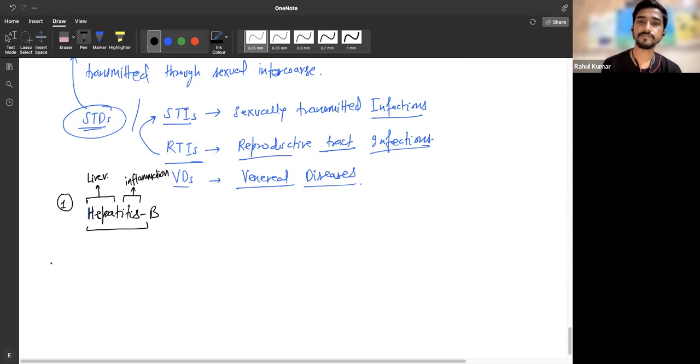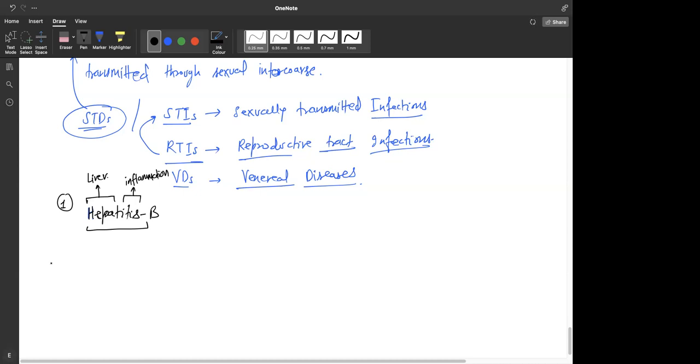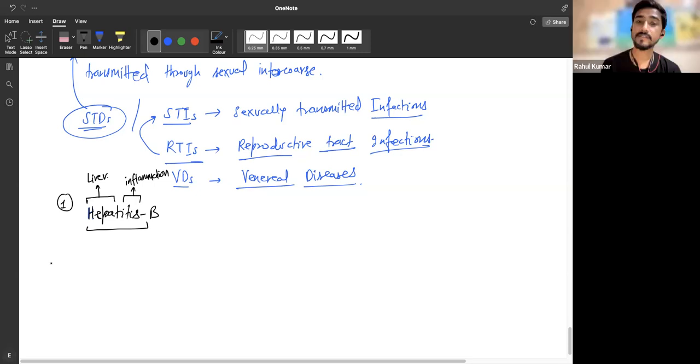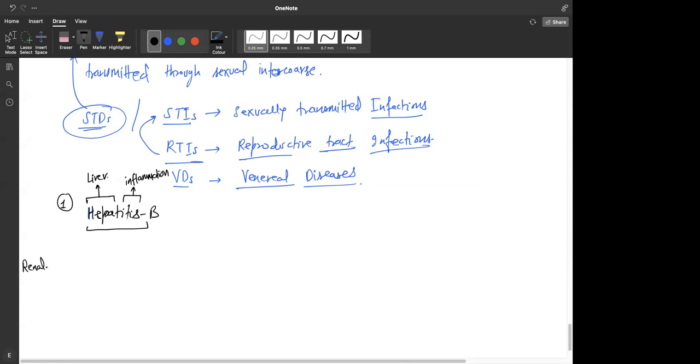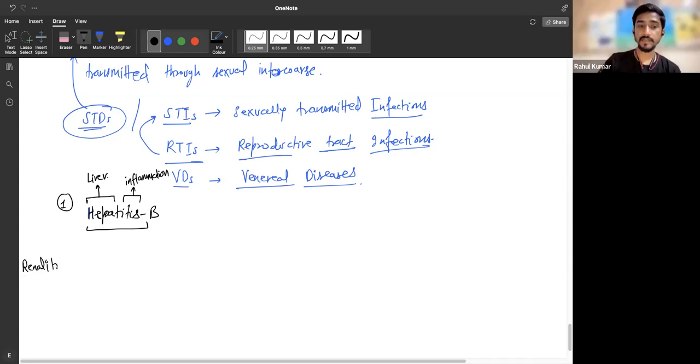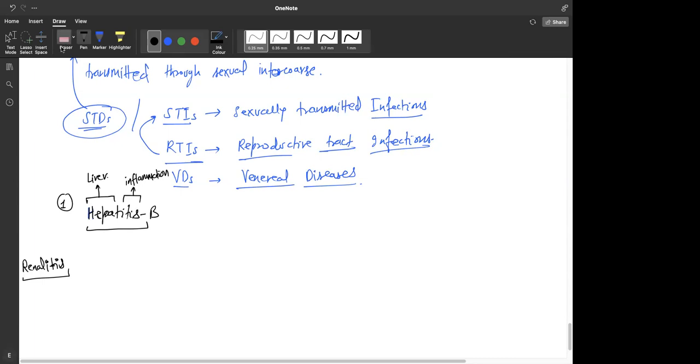What does the word cyto mean? Cytoplasm, cytokinesis. Cyto means cell, and the word hepat means liver. So hepatocyte means liver cells. The cells of the liver are called hepatocytes. The cells of the heart are called cardiocytes. The cells of the kidney are called, what is the word used for kidneys? Renal. Renal is for kidney. And if I say renalitis, what does it mean? Renal inflammation. Exactly, the inflammation of the kidney.